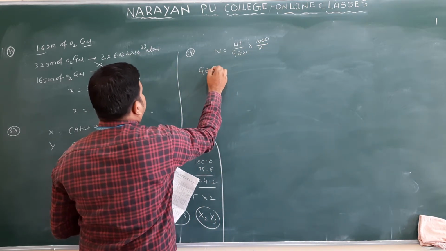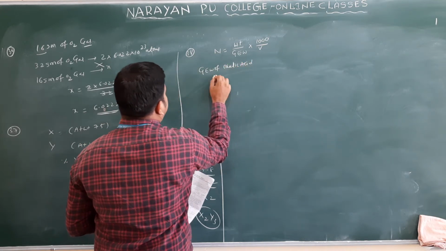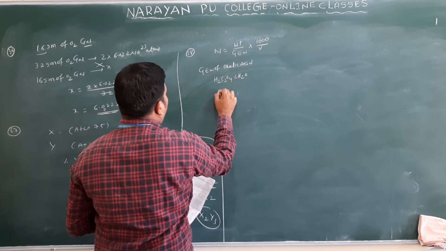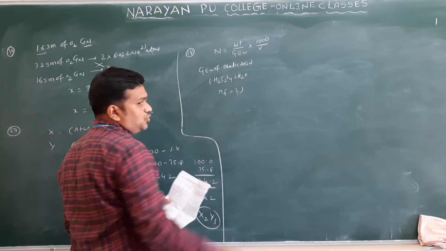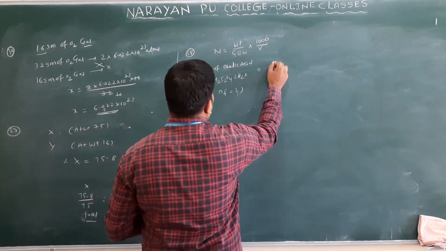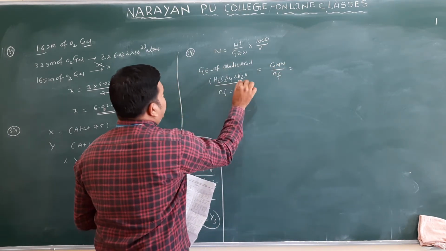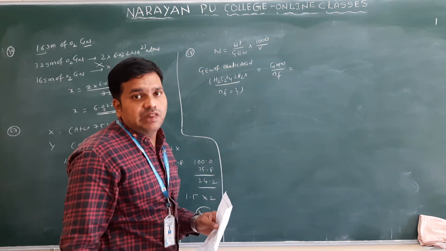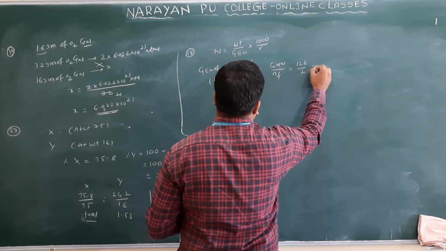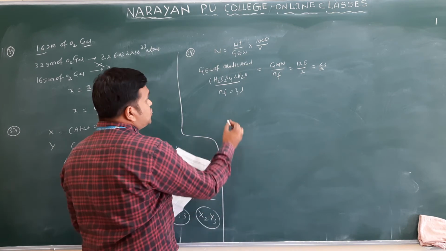So you can find out here the gram equivalent weight of oxalic acid. Oxalic acid formula we have H2C2O4.2H2O only, and the factor is 2 for this question because it will give 2 H plus ions only. So gram equivalent weight of acid is equal to gram molecular weight by n factor only. If you find out the gram molecular weight by combining all the atomic weights of the elements, you will get here 126. This is by 2 only. You will get how much? 63 only.